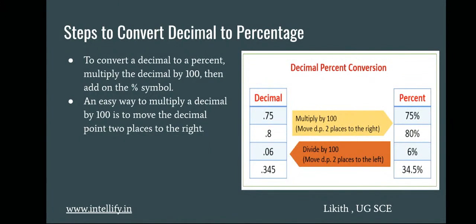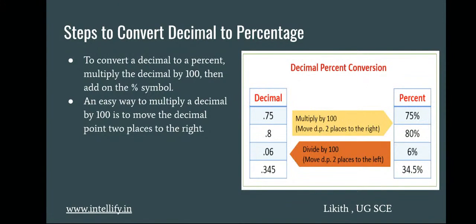The second example clears it. You have 0.8, but after the decimal point we have only one digit. So if you multiply it by 100, you get 80, because there are two zeros in 100, so the decimal point gets shifted two places. So it's 80%. We can also convert the percentage to a decimal just by dividing it by 100.